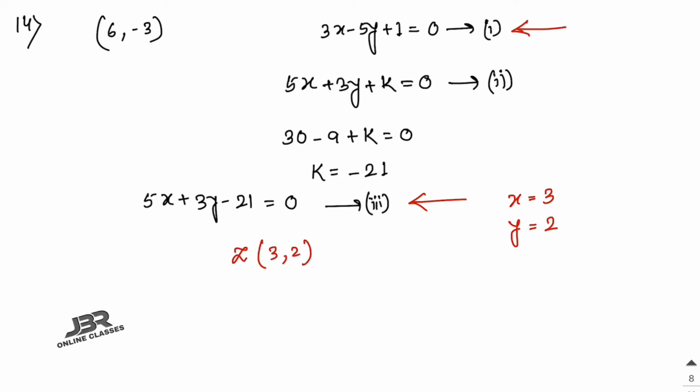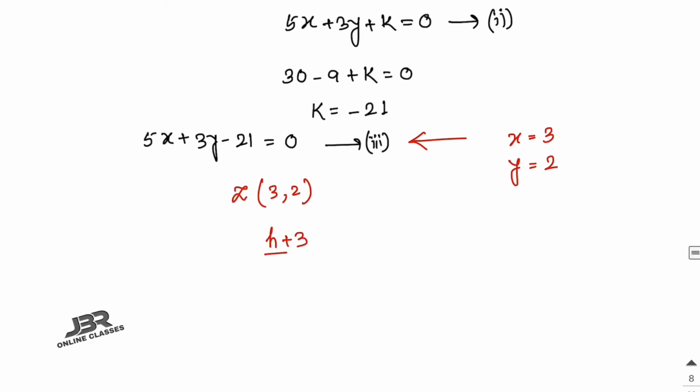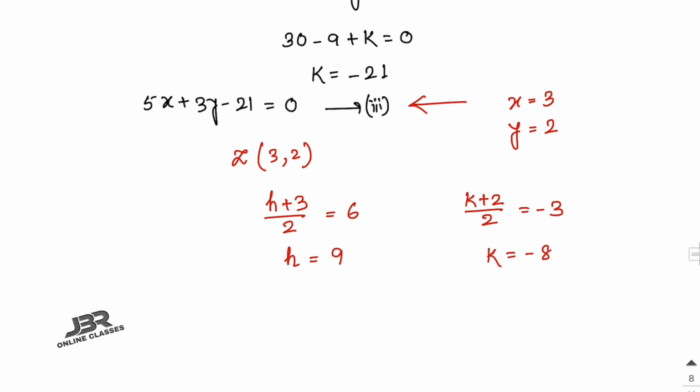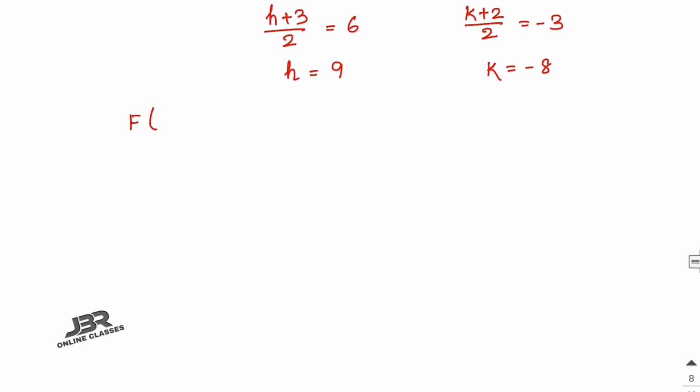So if (3, 2) are the coordinates of the point Z, then let (h, k) be the focus of the parabola. And you know that the vertex is the midpoint of Z and the focus. So (h plus 3) divided by 2 is equal to 6, and next (k plus 2) by 2 is equal to minus 3. So from here, h is equal to 9 and k is equal to minus 8. That means your answer: focus is equal to (9, minus 8). And again, the same formula, |PM| is equal to |PF|.